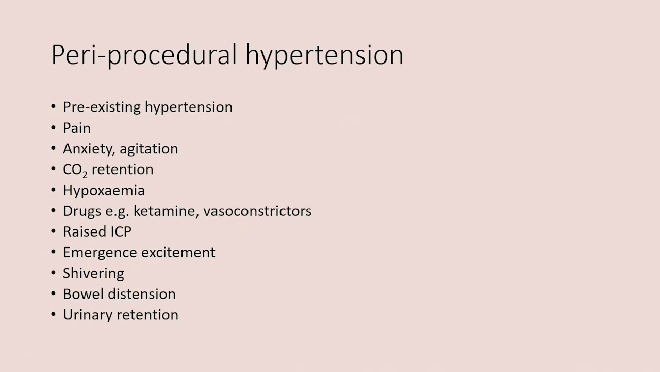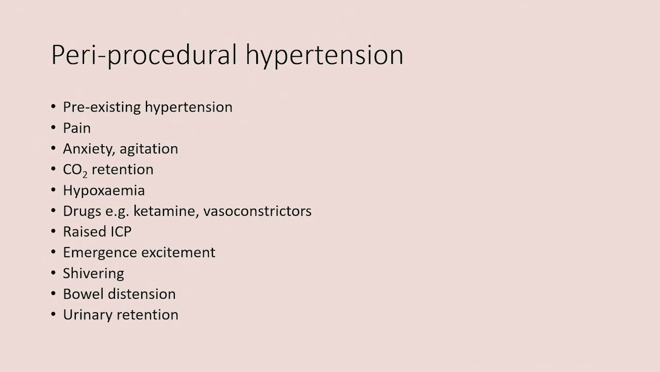And so the opposite of hypotension is hypertension. Some children may develop hypertension in the peri-procedure or during the procedure period. And so when does that occur? For children who have pre-existing hypertension, they may get very anxious during the procedure and may then develop peri-procedure hypertension. And pain can cause hypertension, as well as anxiety, agitation, carbon dioxide retention, hypoxemia.